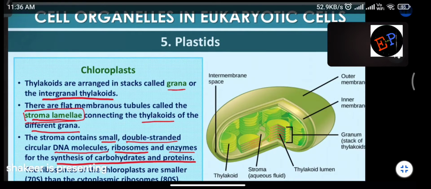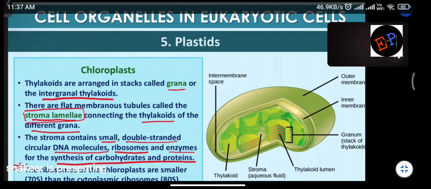And what is the function of ribosomes? Ribosomes function in the production of proteins, synthesis of proteins. Already we have studied, no? That's it. So the ribosomes of the chloroplast are smaller than the cytoplasmic ribosomes. So this may be another important bit which generally you will not concentrate on. Clear? So the ribosomes which are present inside this stroma and the ribosomes which are present on the endoplasmic reticulum, they are not one and the same. Their sizes are different.